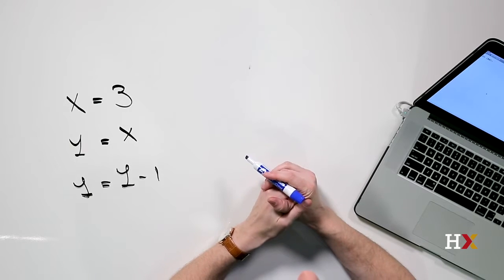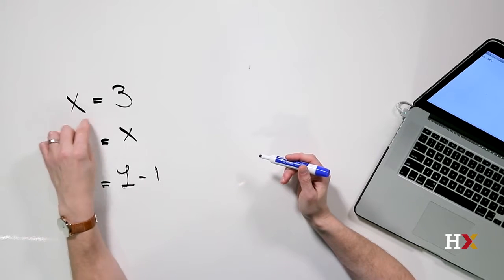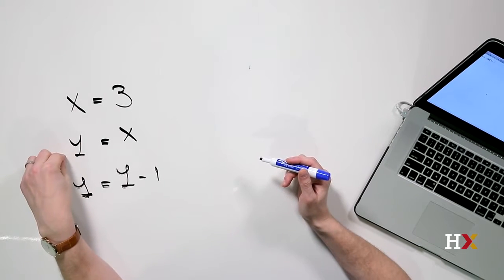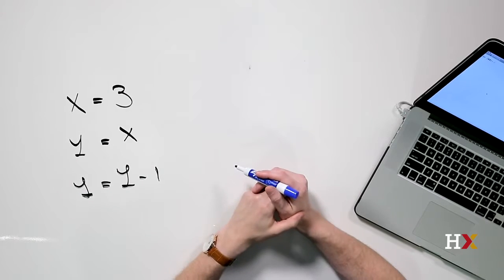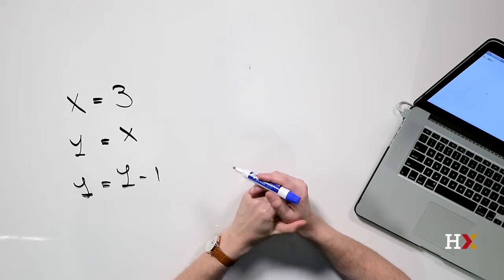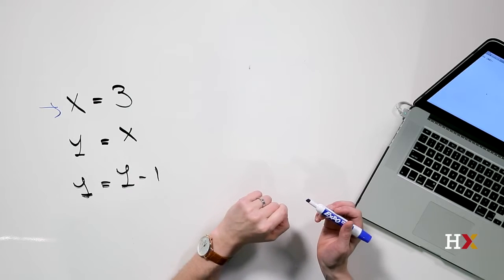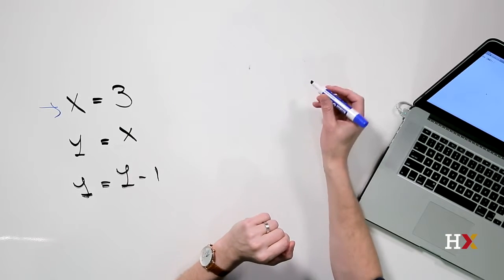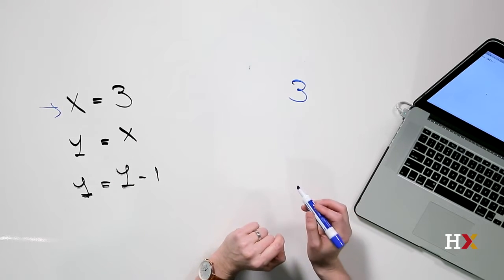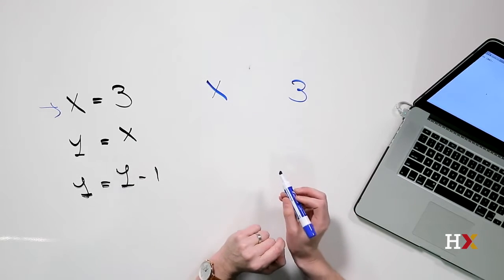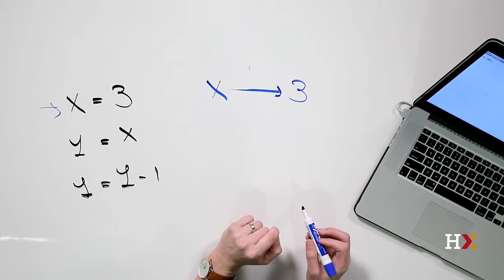To illustrate dynamic typing, I've written down here 3 lines of code. x is equal to 3, y is equal to x, and finally y is equal to y minus 1. Let's work through these 3 lines of code. When we're first asking Python to run the first line, x is equal to 3, remember the following steps take place. Python first creates the object 3, then it creates the variable name x, and finally it inserts a reference from the variable name to the object itself.